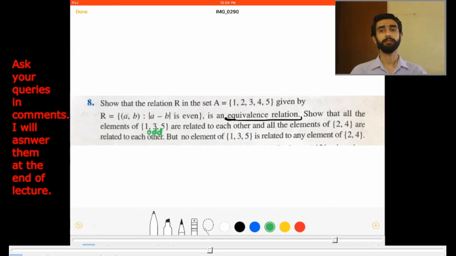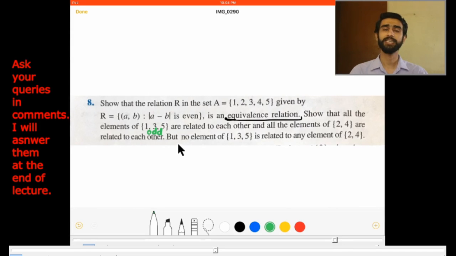Now let's do the second part. Show that all the elements of 1, 3, 5 are related to each other. Now let's do this part. Now 1, 3, 5, all these are odd numbers, and we know that the difference between two odd numbers is even. You can check 1 minus 3, difference is 2. Difference between 3 and 5 is 2. Difference between 1 and 5 is 2.